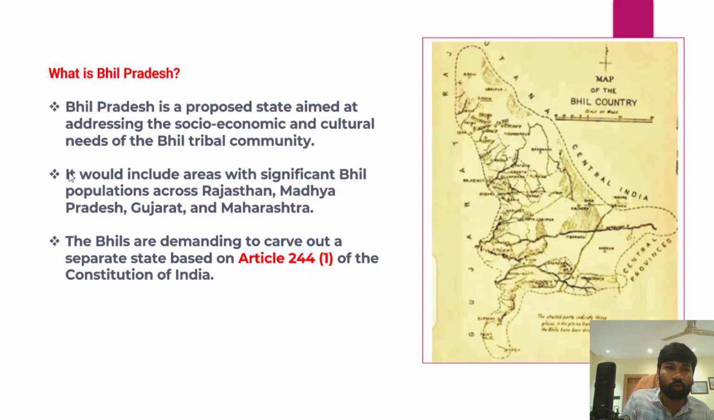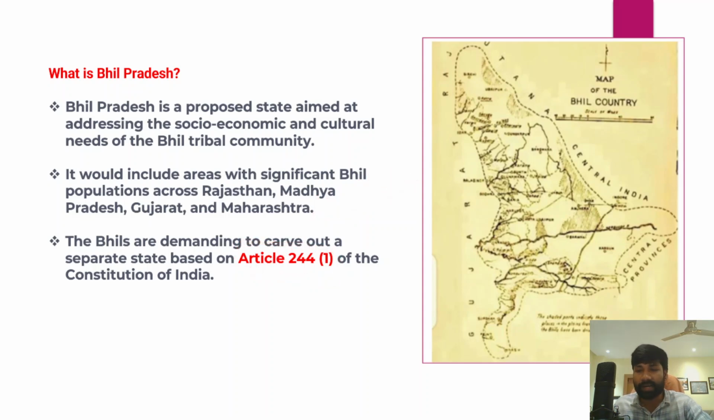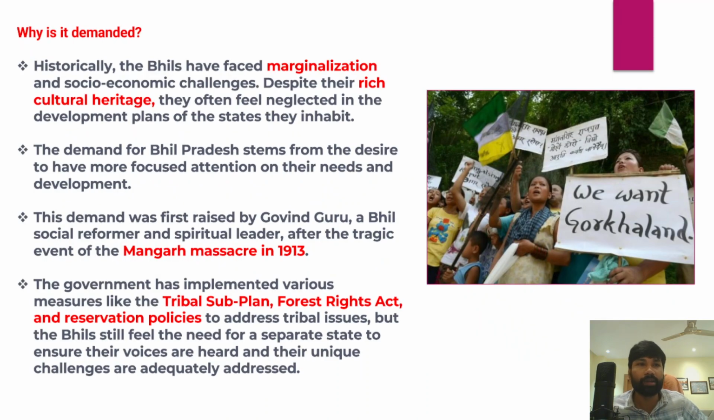Okay, as I have already told you, the Bhil Pradesh generally includes regions from different states, for example, Rajasthan, Madhya Pradesh, Gujarat and Maharashtra. So under which constitutional provision have the Bhil tribal communities been demanding this Bhil Pradesh? They have been demanding to carve out a separate state based on Article 244 clause 1 of the Constitution of India. Under this particular article, the Bhil tribes have been demanding the separate Bhil Pradesh.